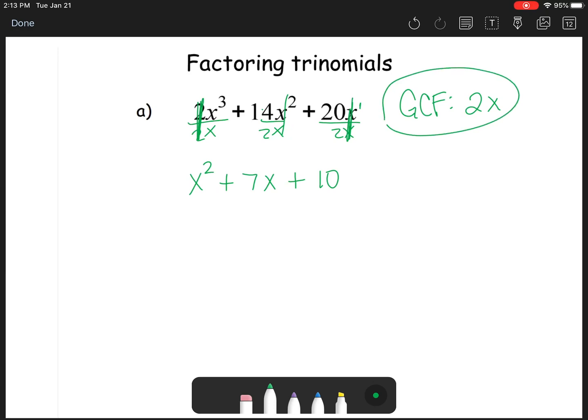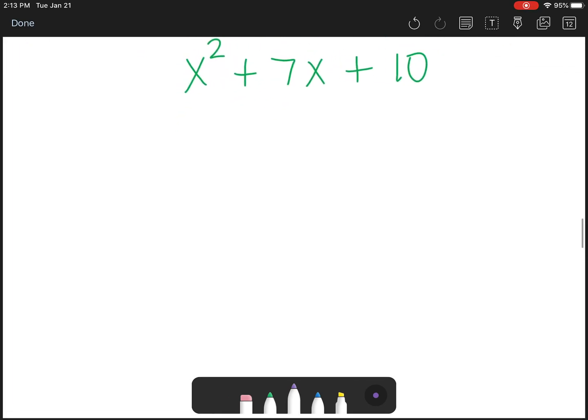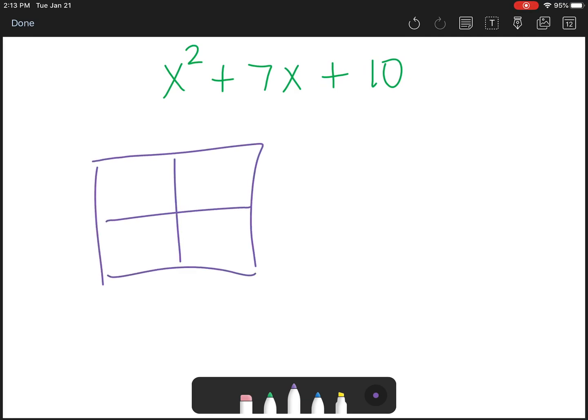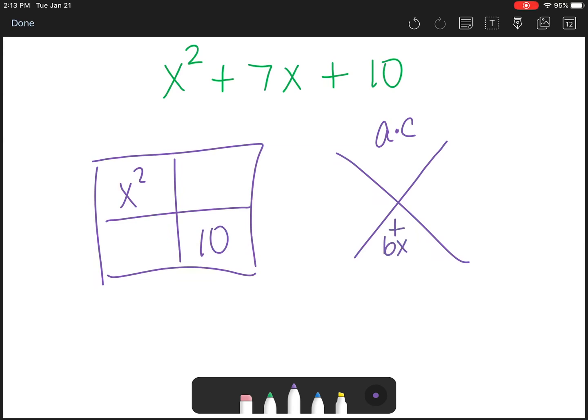I'm going to circle my greatest common factor because I need to remember to put that in my answer at the end. But for now, we're just going to look at this x squared plus 7x plus 10 because now we have a trinomial that we can easily factor. Our x squared and our 10 go in our box, and then we're ready for our puzzle. Two numbers that multiply to be a times c and add to be b. For this problem, a is equal to 1, b is equal to 7, and c is equal to 10. So 1 times 10 tells us we want two numbers that multiply to be 10 and add to be 7.